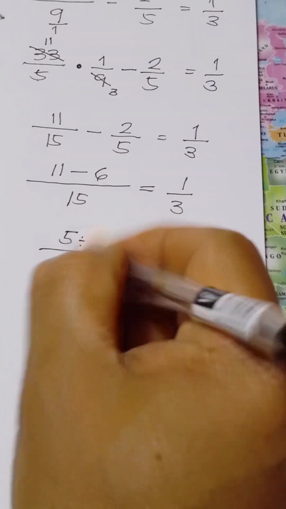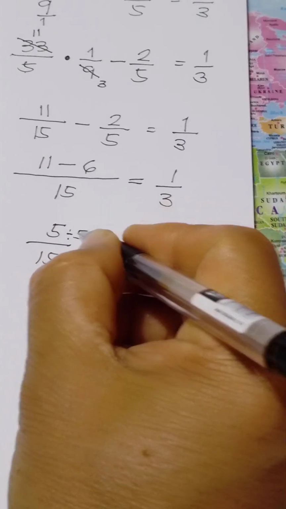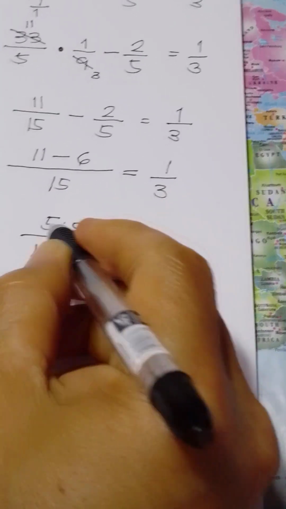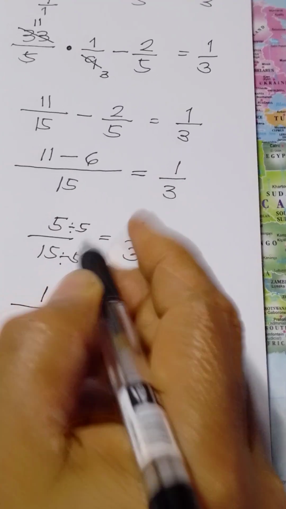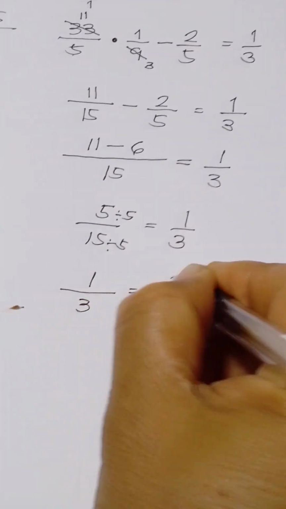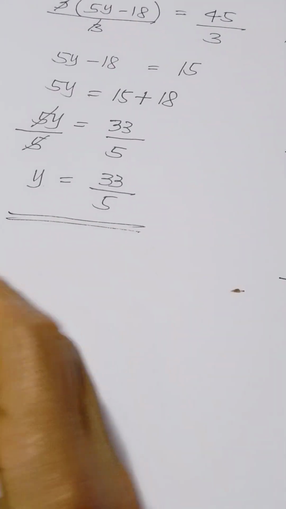So I need to reduce this fraction by dividing the numerator and the denominator by 5. So 5 divided by 5, that is 1. And for the denominator, 15 divided by 5, that is equal to 3. So I have now 1 over 3 is equal to 1 over 3. So therefore, my answer is correct for number 1. Now let's go to number 2.